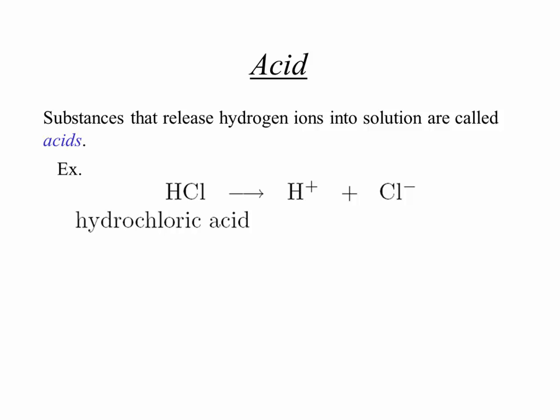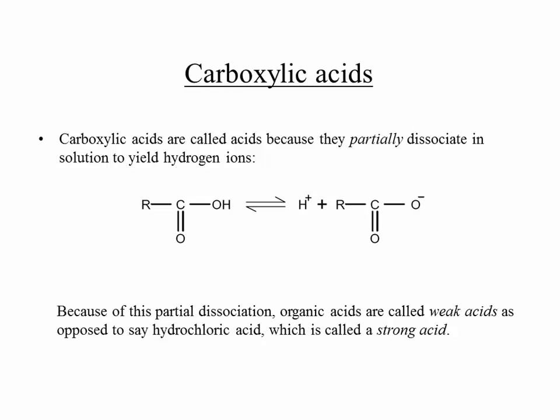Now, what is an acid? Again, from your knowledge of inorganic chemistry, you know that acids are substances that release hydrogen ions into solution. For example, hydrochloric acid is a very strong acid because if you dissolve it in water, it will dissociate almost completely into hydrogen ions and chloride ions. So it increases the concentration of hydrogen ions. Same thing with sulfuric acid. Now, the organic acids that we are talking about are weak acids, because they only partially dissociate in solution.